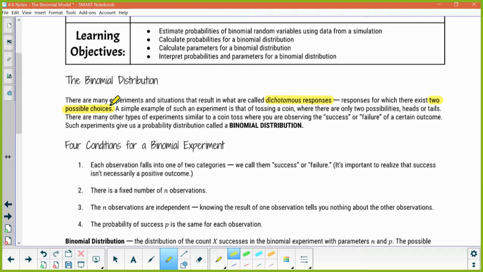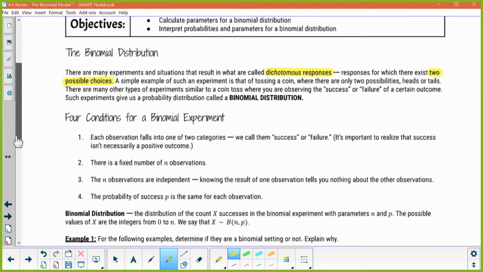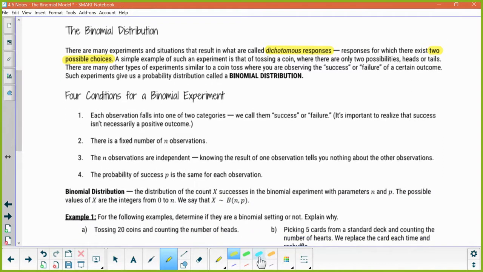There are many other types of experiments similar to a coin toss where you are observing the success or failure of a certain outcome. We call these binomial distributions, basically two options. That's all you got. And that's one of the big key things that you will be checking as you start to identify these binomial distributions. So there are four conditions that have to be present in order for us to do a binomial model.